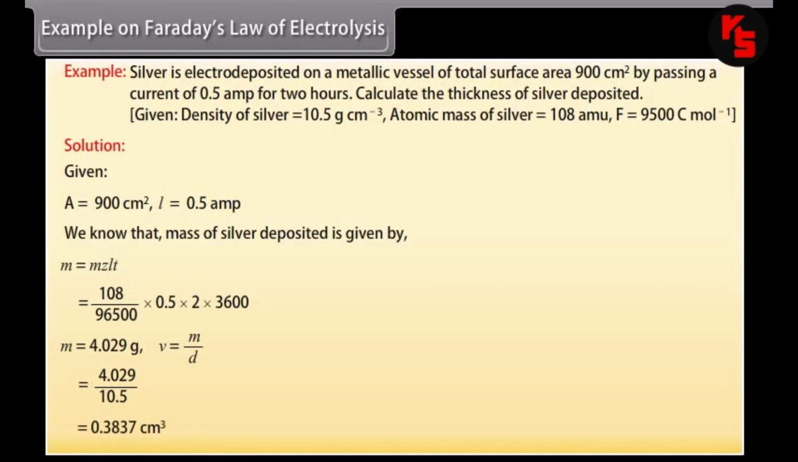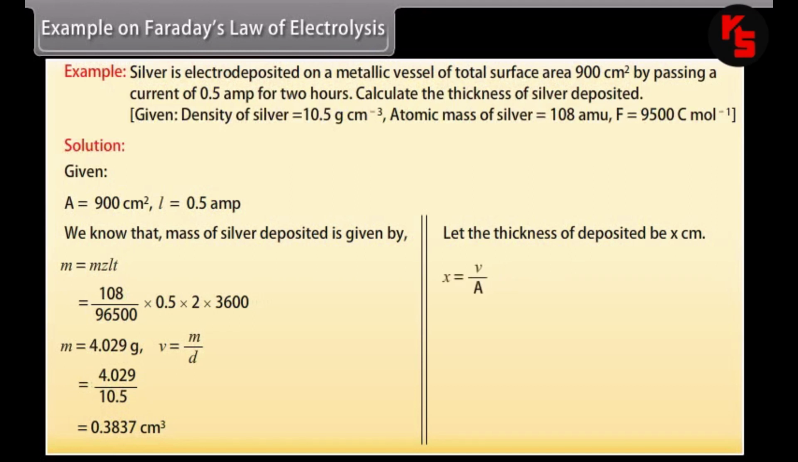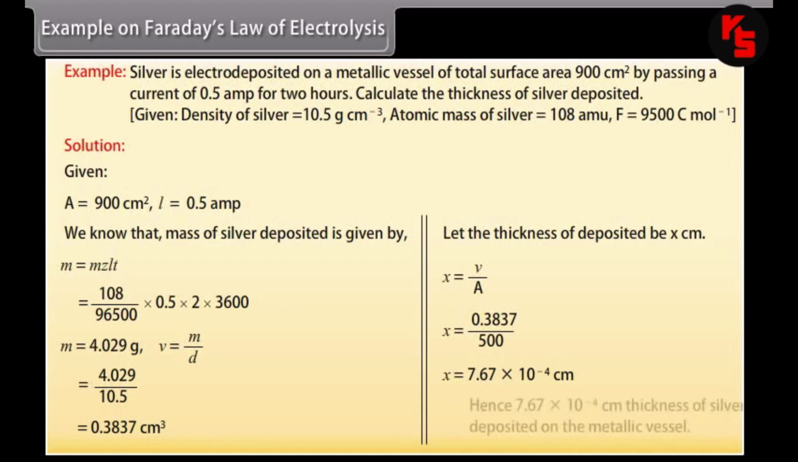0.3837 centimeter cube. Let the thickness of deposited be X centimeter. We know that X is equal to V upon A. By putting the values, we get X is equal to 7.67 into 10 raised to the power minus 4 centimeter. Hence, 7.67 into 10 raised to the power minus 4 centimeter thickness of silver is deposited on the metallic vessel.